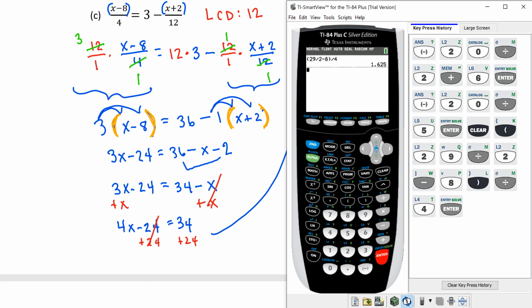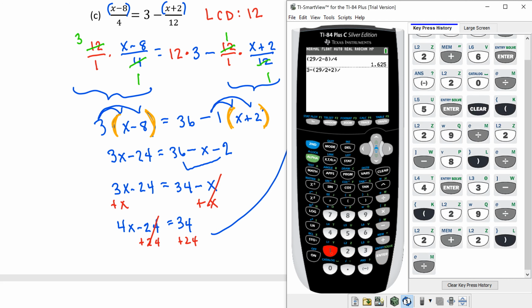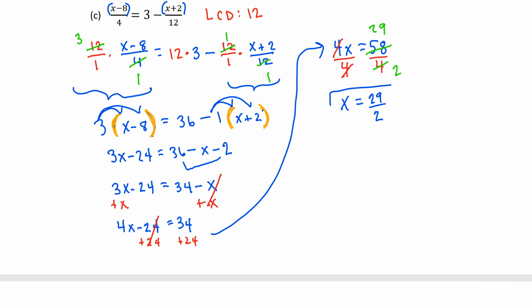Just want to check and make sure the right side gives me the same decimal value. So typing in the right side and getting that numerator in parentheses, we're replacing x with 29 over 2, and it yields the same decimal. So that gives us confidence that we have a balanced equation when x equals 29 over 2. So x equals 29 over 2 is the correct answer.